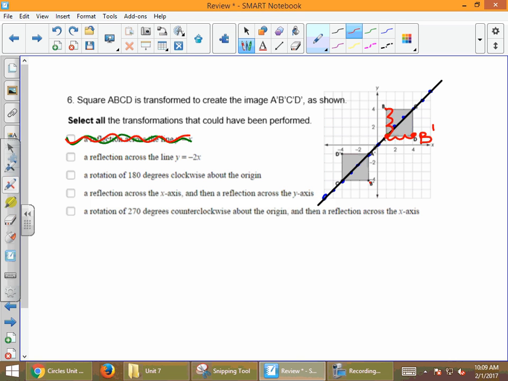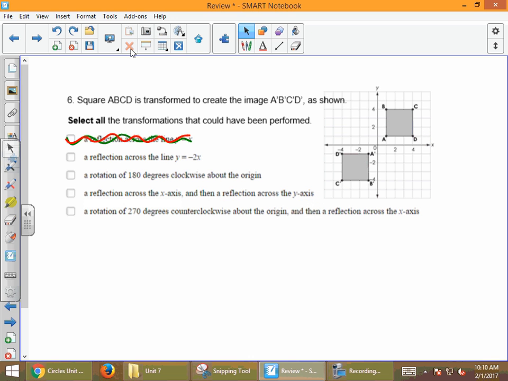For 6, it says a reflection across a line y equals -2. Let's try that. We graph that line. Again, we're not adding anything, so we just start at the origin. And this time our slope is -2. Look down 2 over 1 or up 2 left 1.